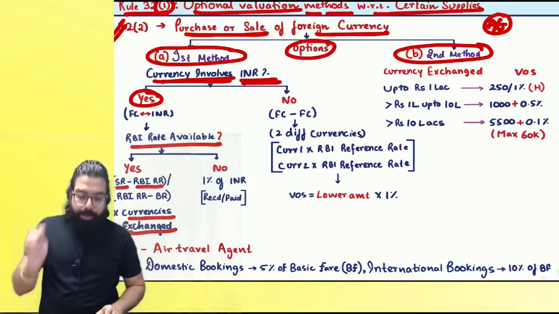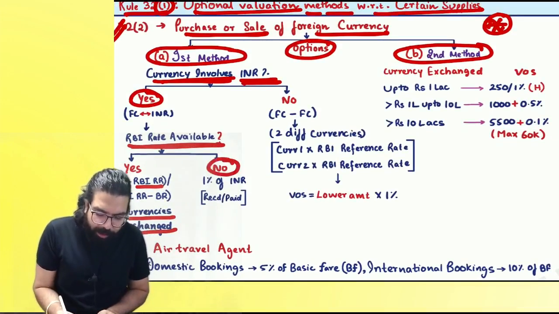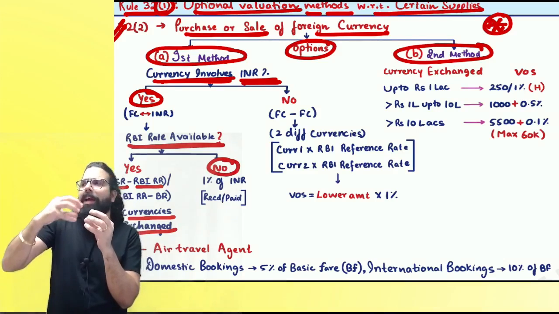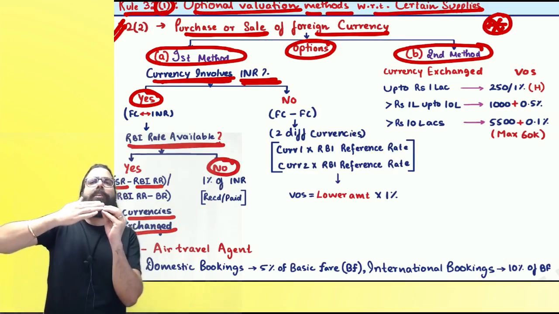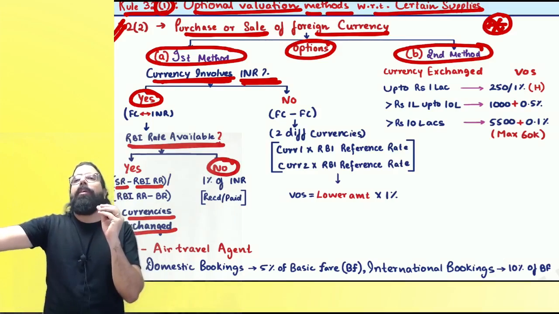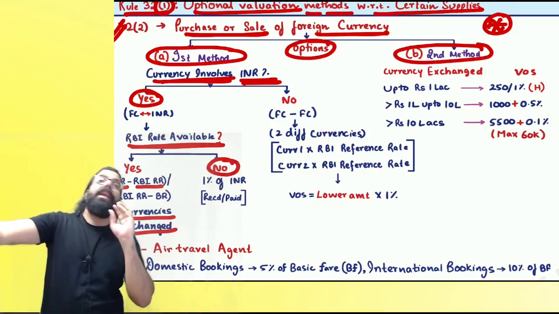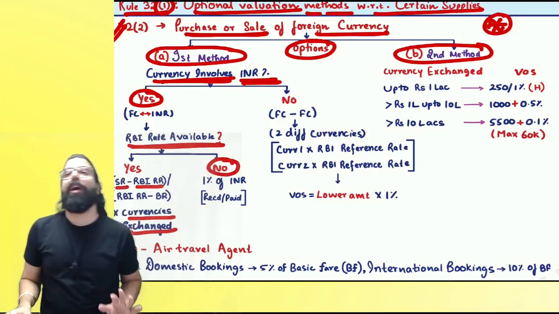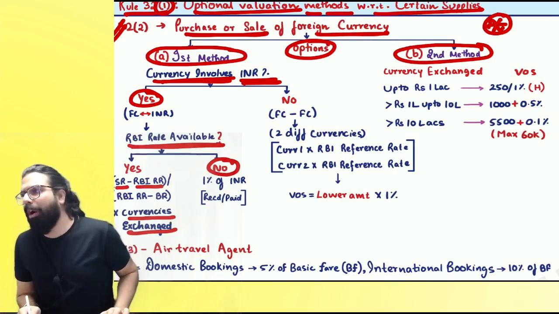Can I go ahead, everyone? Now, everyone over here. The next one over here is RBI reference rate is not available. Then they are telling whether you received the INR or you paid the INR. Supposedly he gave me dollars and I paid him INR, or he gave me INR and I gave him dollars. Whatever INR you have received or whatever INR you have paid, of that 1% will become your value of supply. Government is telling we are deeming that 1% is your value of supply.